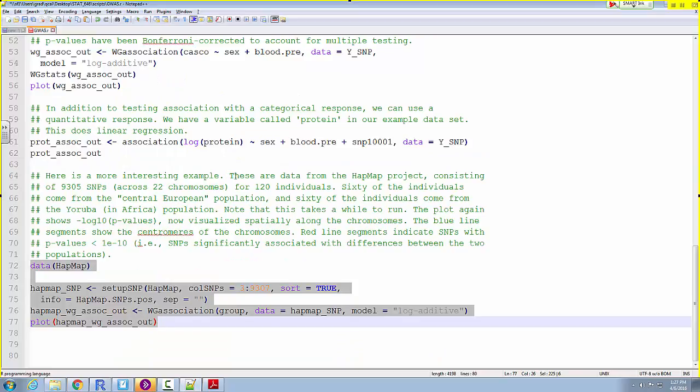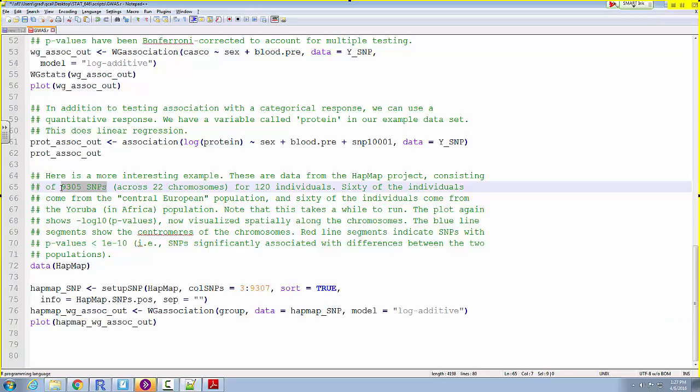So these are data. We have 9,300 SNPs, 120 individuals. 60 of the individuals come from one population. Remember, we talked about the different world populations having different genetic characteristics, and in particular, different patterns of linkage disequilibrium, because the African individuals are older generationally. They've had more time for things to get into equilibrium, whereas Asian and European have had less time. So HapMap and other kinds of association studies like this often will have representatives of distinct populations, because the SNPs that are relevant may be different depending on population. We have 60 from Central European, and we have 60 from Africa.